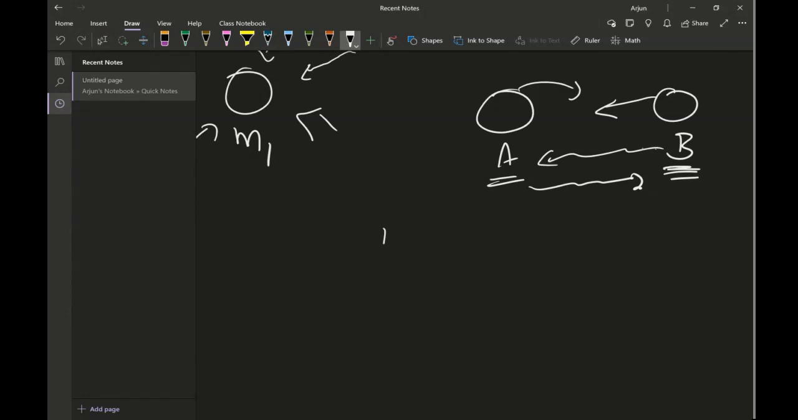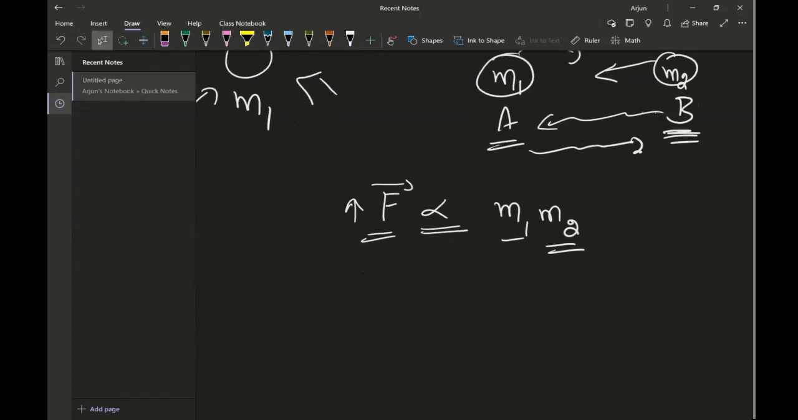Before proposing the formula, he said that the force with which they will pull each other will be directly proportional to the product of the masses of the two bodies. So let's say this is M1 and this is M2. The product of mass will be M1 times M2. Directly proportional means if mass 1 is bigger, then the force will be bigger. If mass 2 is bigger, the force will be even bigger. So that's what he said.